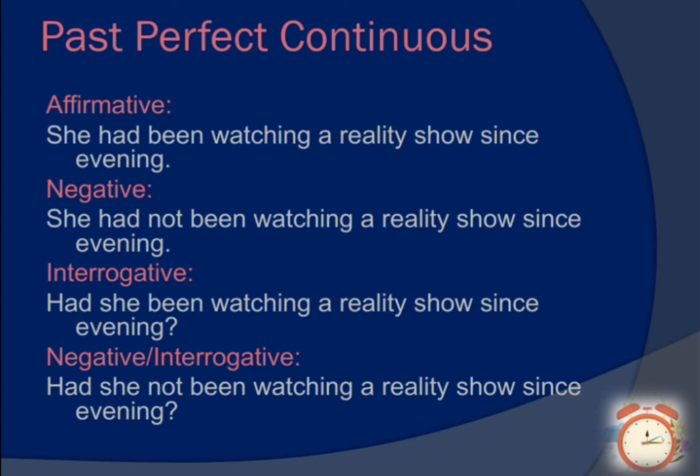Sentences for past perfect continuous. Affirmative. She had been watching a reality show since evening. Negative. She had not been watching a reality show since evening. Interrogative. Had she been watching a reality show since evening? Negative interrogative. Had she not been watching a reality show since evening?